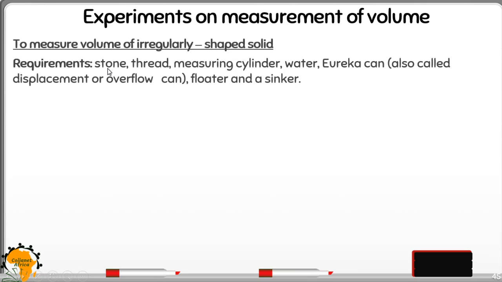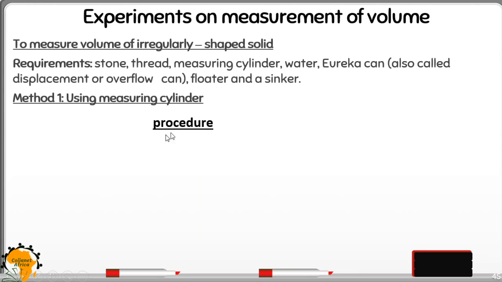We need stone, thread, measuring cylinder, water, Eureka can, floater, and a sinker. We are going to use these apparatus or requirements for several methods. Method 1, when we are using a measuring cylinder.